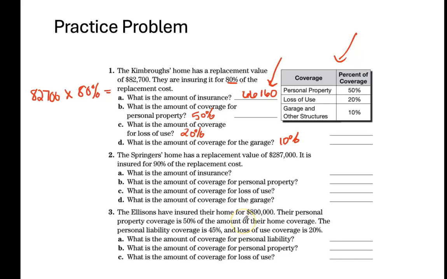Number 3 is a little bit different. They have insured their home for $890,000. This one you're just taking this, that's how much they've insured it for. So you take that times 50% because that's their personal liability. No, personal liability is 45%.